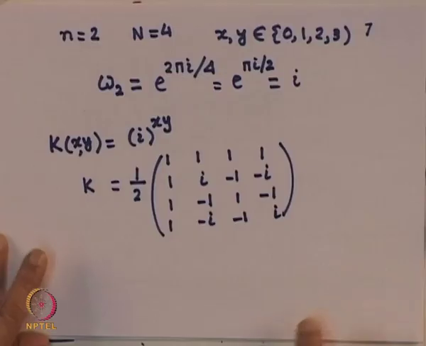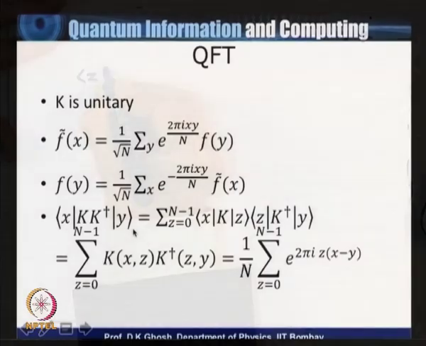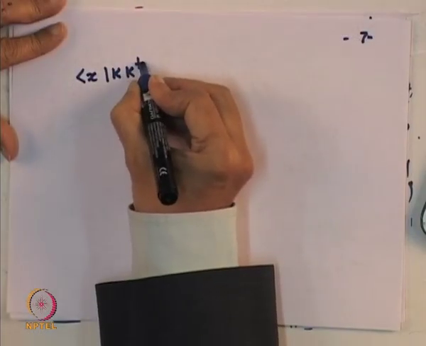Summarizing the results, the first thing is to realize that K is unitary. Let's see why. The slide shows the proof. So firstly, you realize that this was my definition of a Fourier transform, and this is the definition of the inverse Fourier transform. So what is the matrix element of K dagger in the states x and y? So x, K dagger, y.